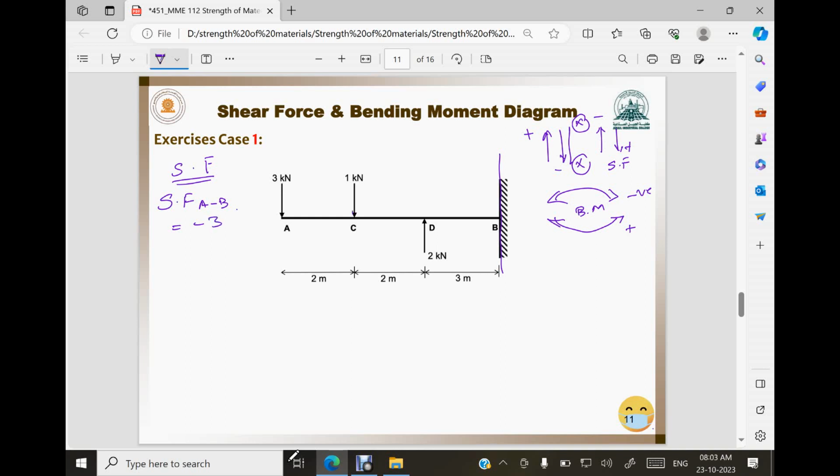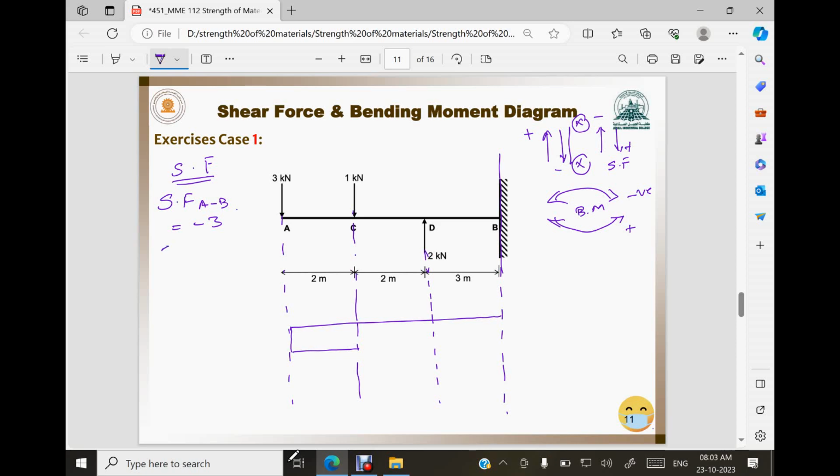So I will draw lines like this so that I can do my bending moment and shear force diagram properly. Okay. So first let me write it out. This is the line. So between A and B it is how much? -3. It is -3. I am here.